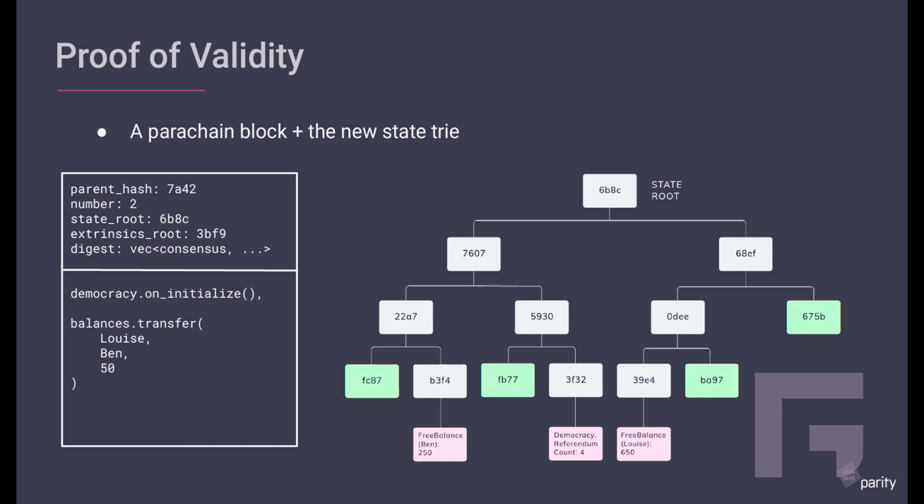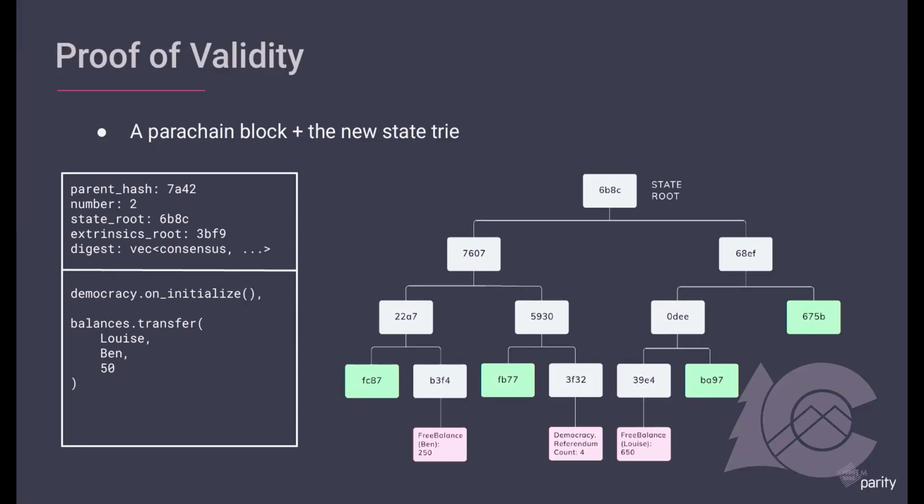We have this function called onInitialize that basically runs at the beginning of every block. So in the democracy module, this might check: are there any proposals that are up for a vote now? In this example there was, and so it got bumped into this referendum count. The entries that don't get modified, we can just leave as the hash value, just constant size. So we're just passing a block and this modified state tree, and this is all the information you need as a light client to be able to validate that this block is valid.